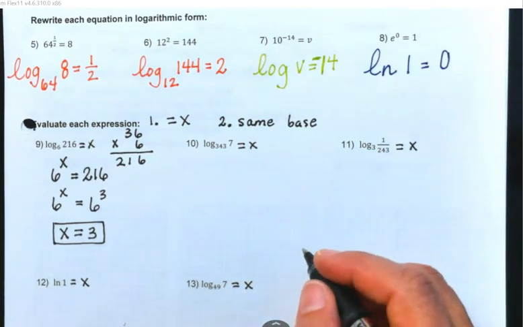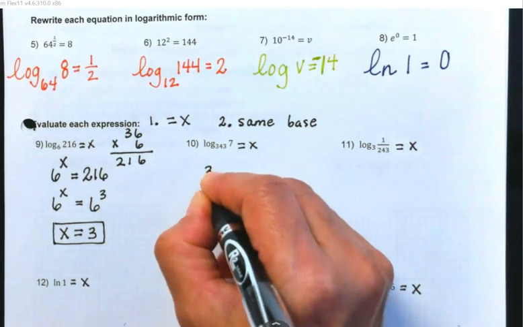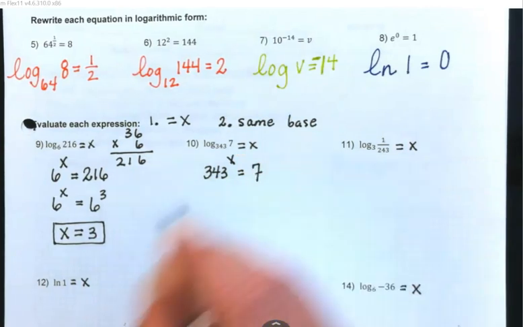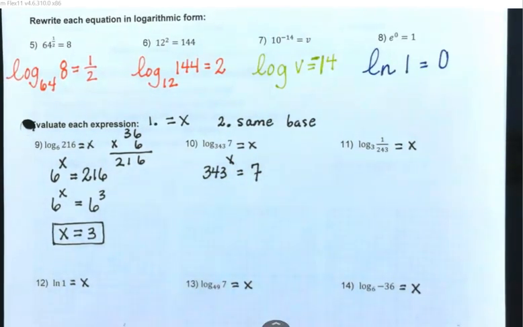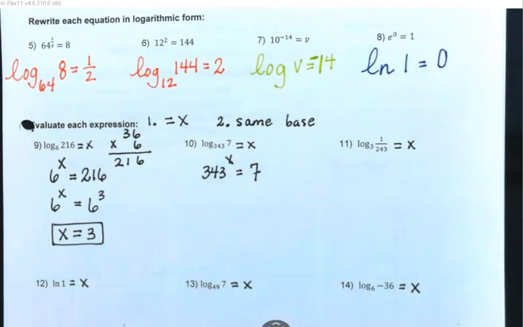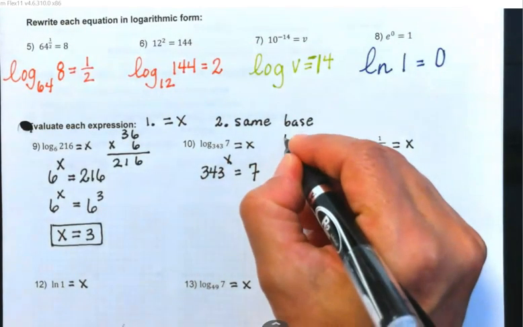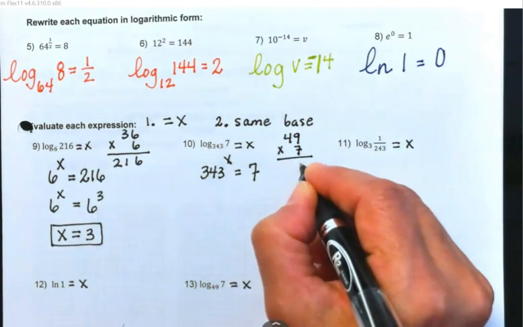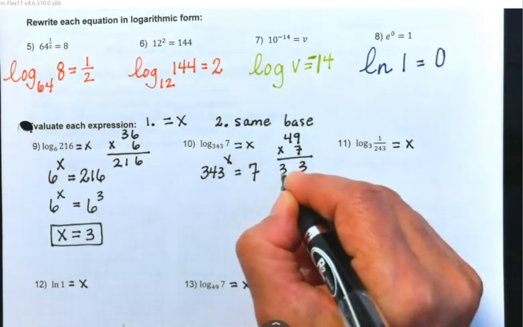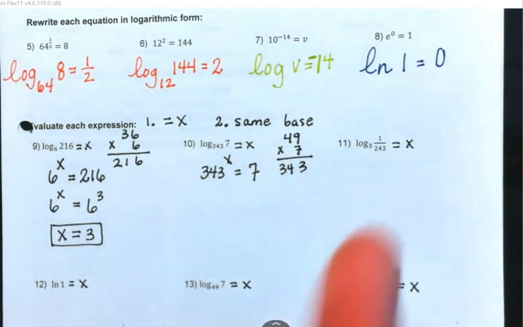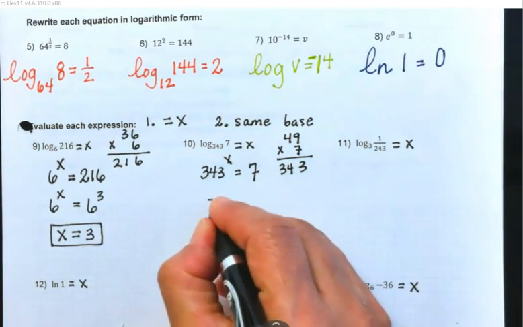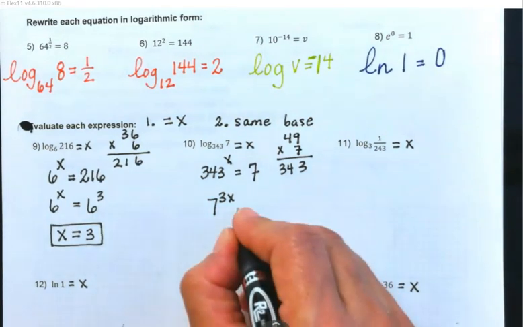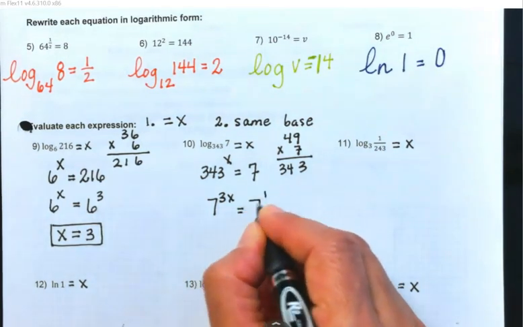Let's take a look at problem number 10. So problem 10 is going to be 343 to the x equals 7. All right, so again, let's start with 49 because we all know 49 is 7 squared. So if I do 49 times another 7, let's see if we get 343. And we do. So we know 343 is 7 cubed. So let me rewrite this as 7 to the 3x equals 7. It's understood to have a power of 1.